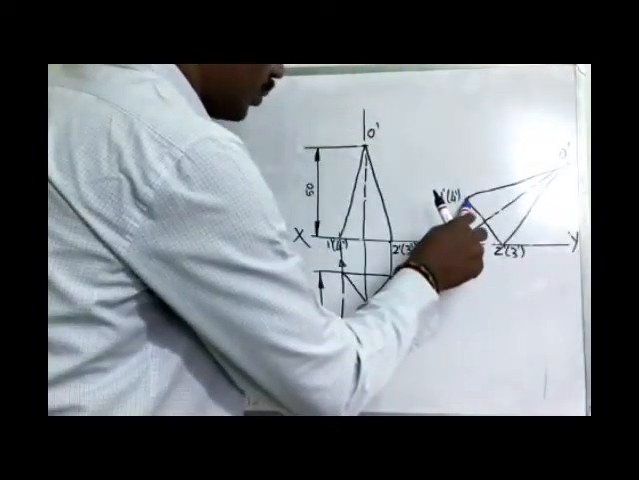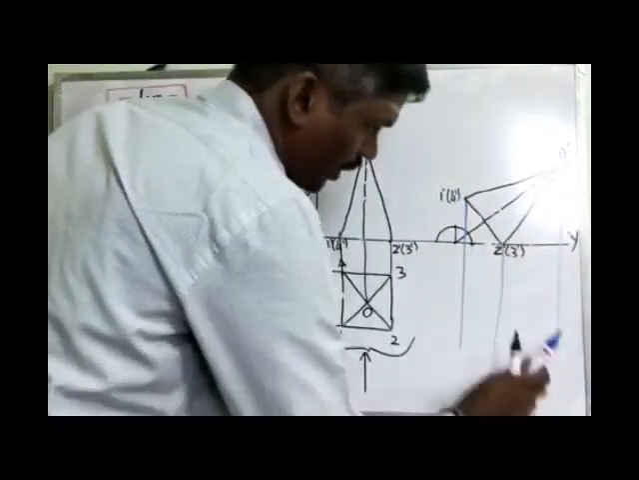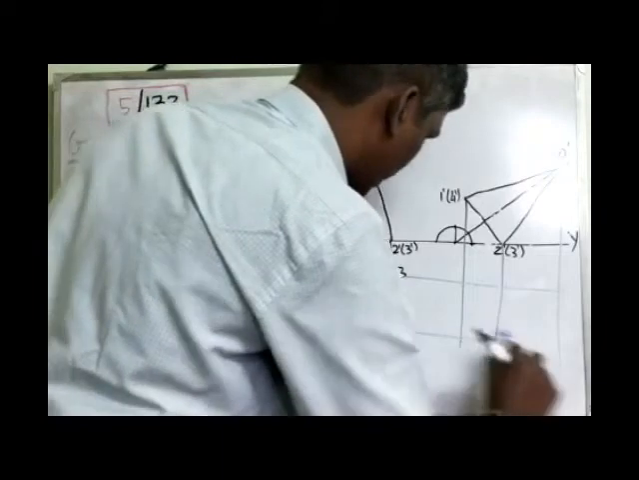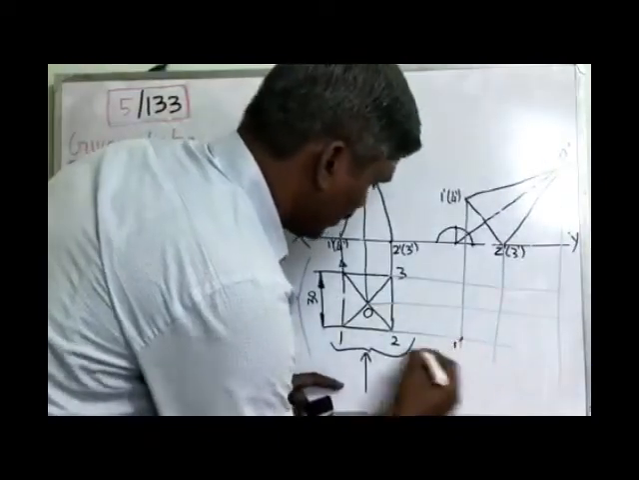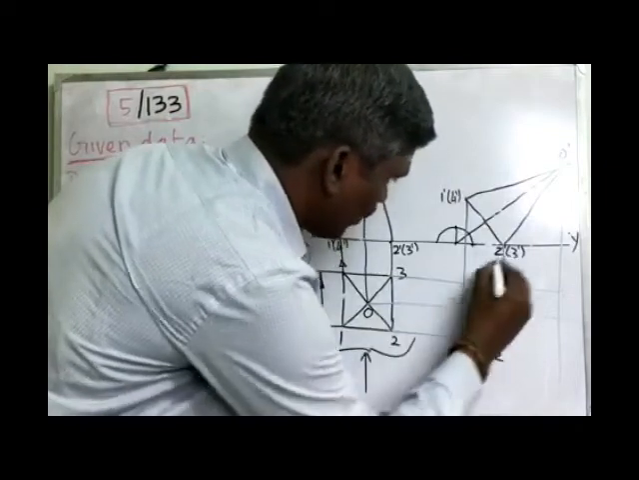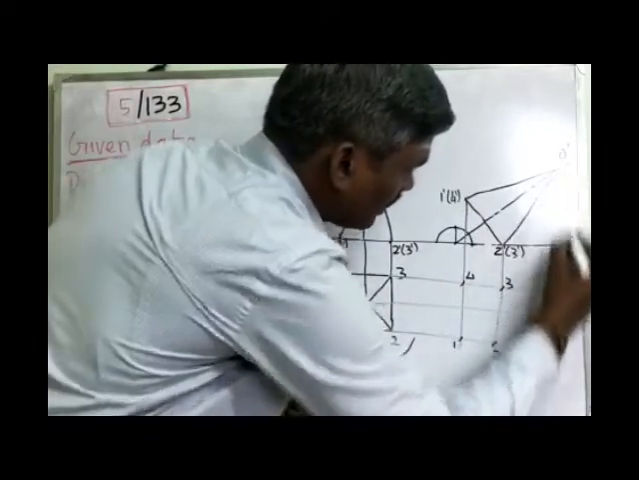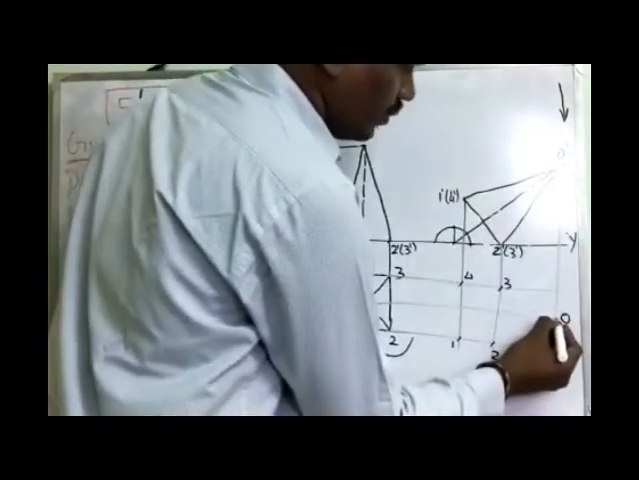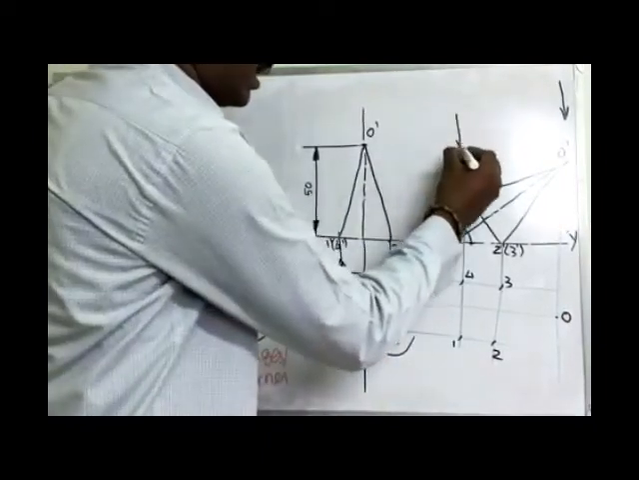By using a 2H pencil, you project all the base corners and the apex point. Similarly, from this true shape, you project all the base corners and apex point. Now you mark it. This is first point, this is second point, this is third point, this is fourth point, this is apex point. In the top view, only the apex point is available. So we have to concentrate on the base edges.